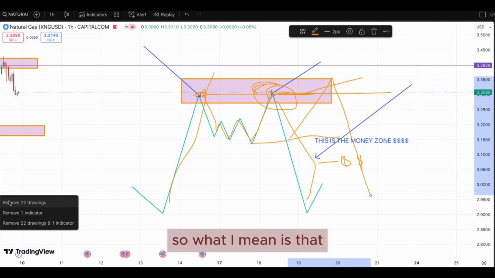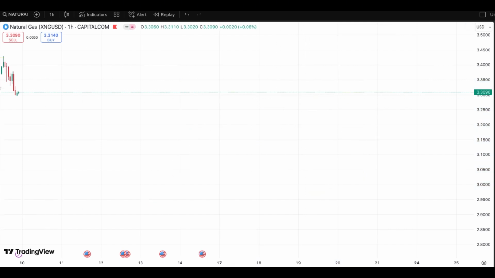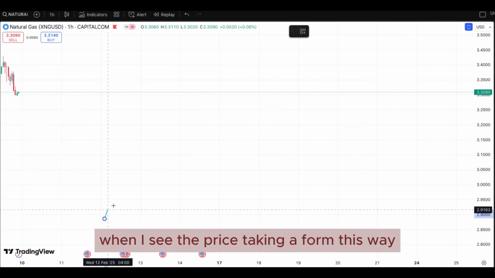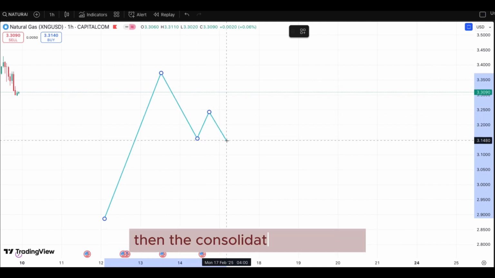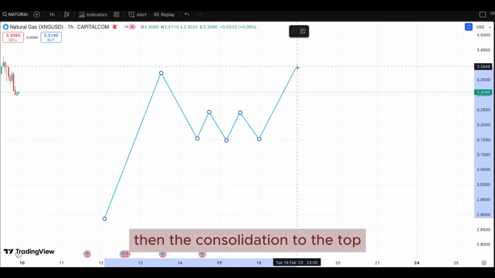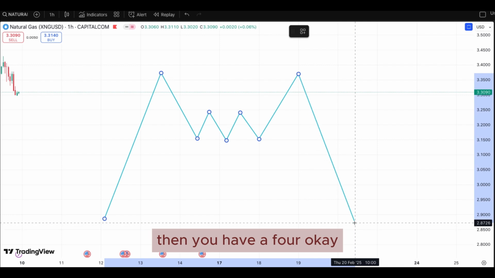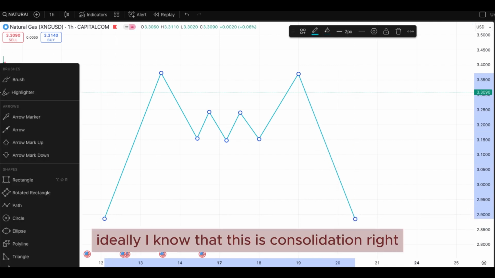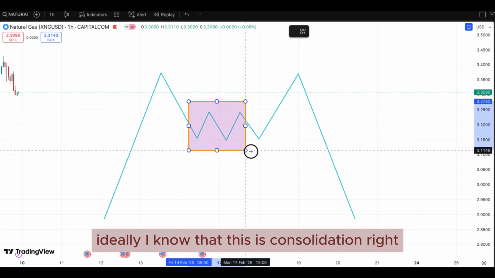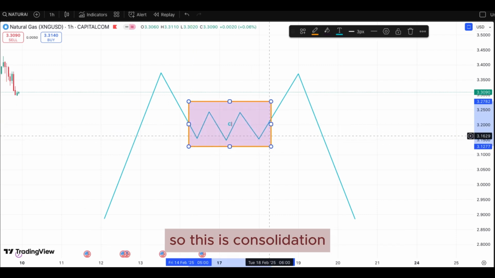So what I mean is that when I see the price taking a form this way, going towards this up form, then the consolidation at the top, then you have a fall. Ideally I know that this is consolidation, right? So this is consolidation.